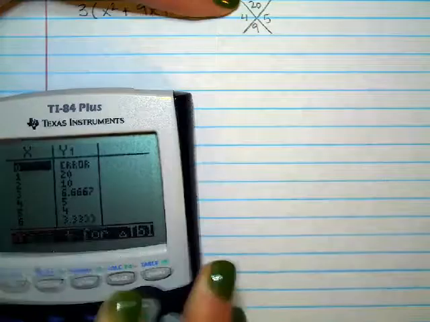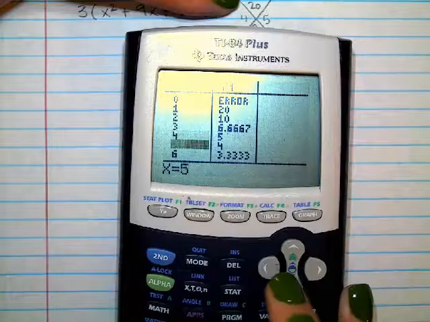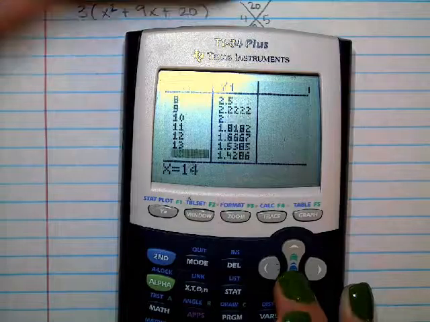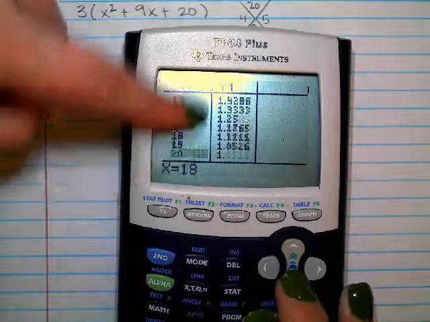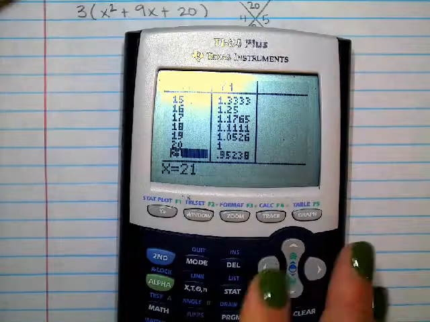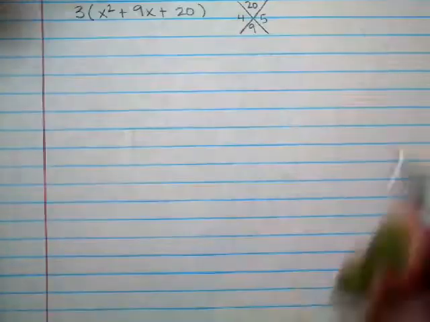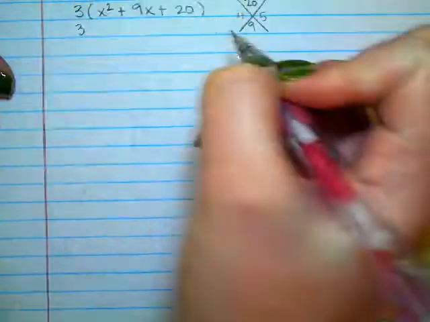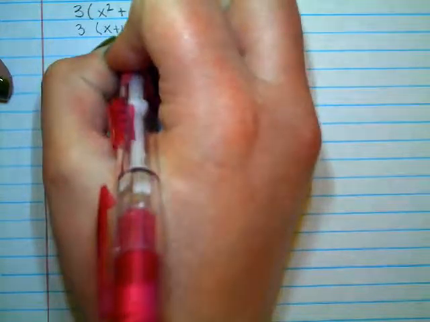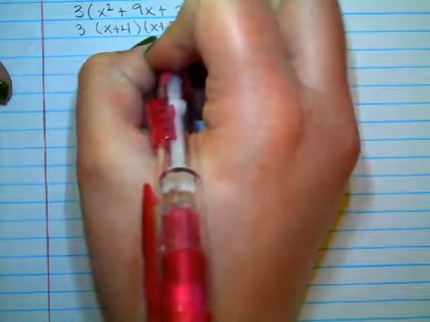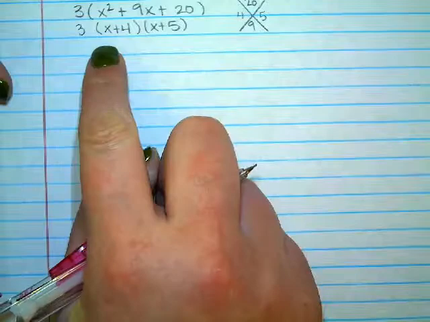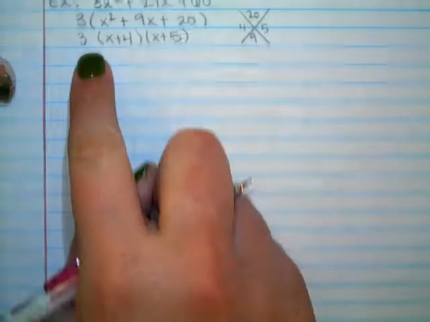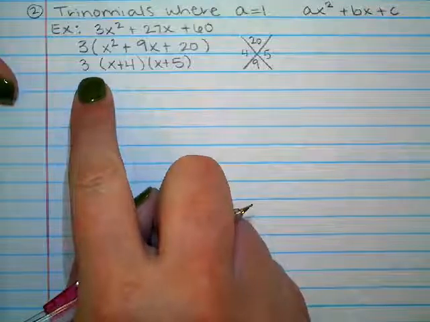As you scroll through, you can see that we get to the point where we start to have only decimals, and you know that none of these are really good options. So at this point, I can see those are my two answers. So I have my GCF of 3, and then my factors are x plus 4, x plus 5. And it's really important you do not forget to keep that GCF within your answer because it is part of the answer.